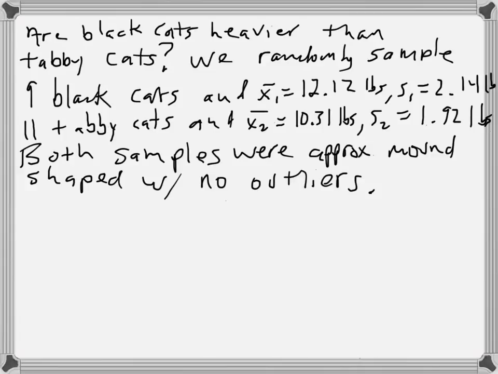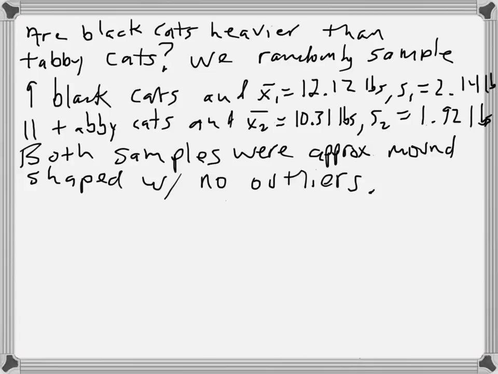So state. We wish to estimate the true difference between the weight of black cats and tabby cats. We could say we wish to estimate mu1 minus mu2, where mu1 is the true mean weight of black cats, and mu2 is the true mean weight of tabby cats. Since no confidence level was given, we'll use 95%, if the conditions are met, of course.